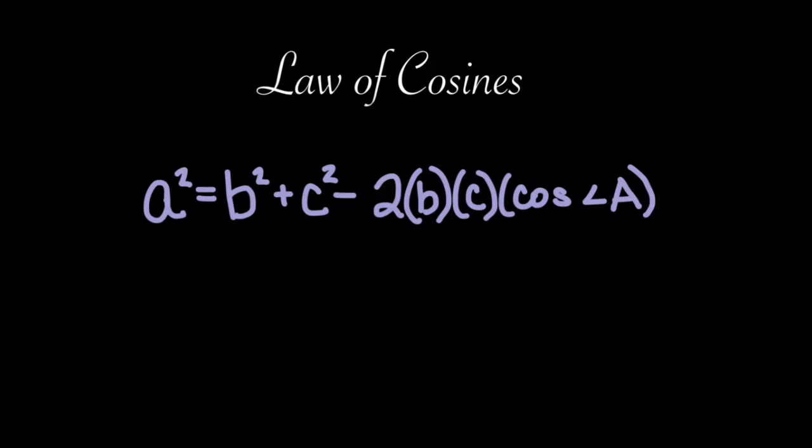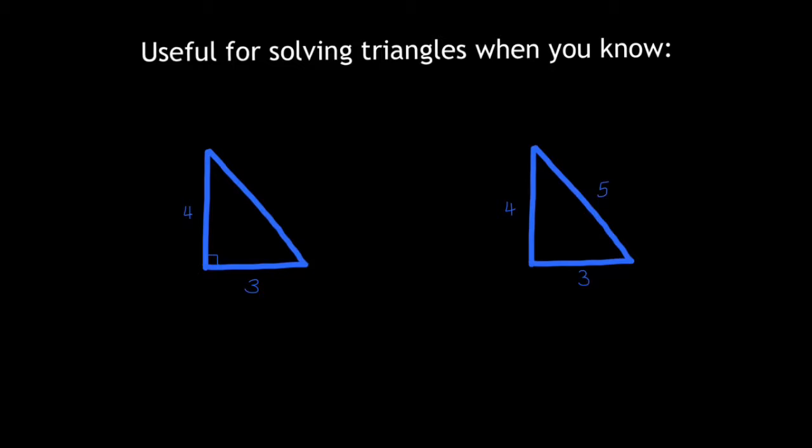First, let's define the law of cosines. A squared equals b squared plus c squared minus 2bc times the cosine of angle A. This formula is very useful when you are given two sides of a triangle and an included angle. It can also be used when you are given all three sides of a triangle.